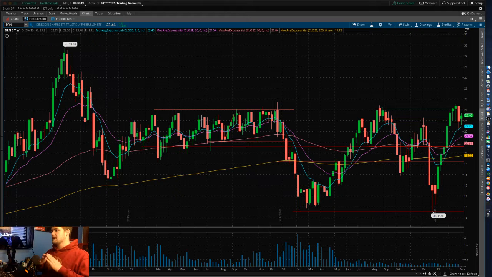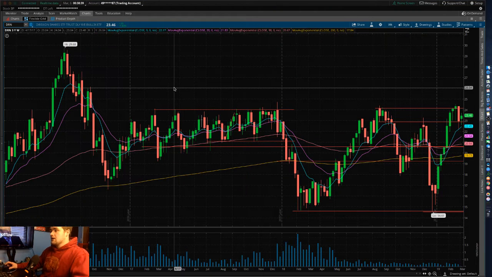So let's get right into it. So looking at the stock here, we have ticker symbol DRN. Now this is an ETF, also known as an exchange traded fund. It's pretty much the exact same thing as a stock. You can still make money off it and buy it and sell it and do all those other fun things here.